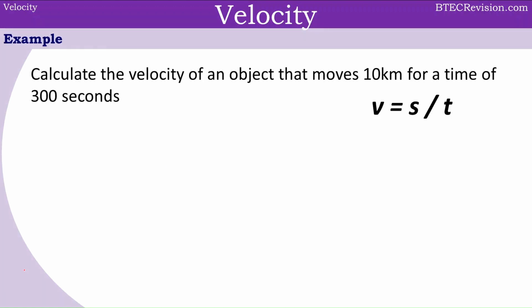Let's look at an example. Calculate the velocity of an object that moves 10 kilometers for a time of 300 seconds. We'll start by writing down an equation, velocity equals displacement divided by time, and we can plug in our values. Displacement is 10,000 meters. Time is 300 seconds, and that should be a value of 33.3 meters per second.